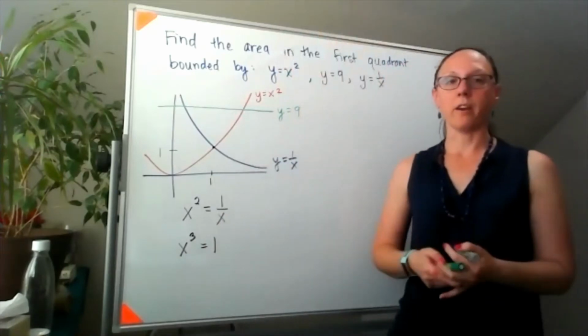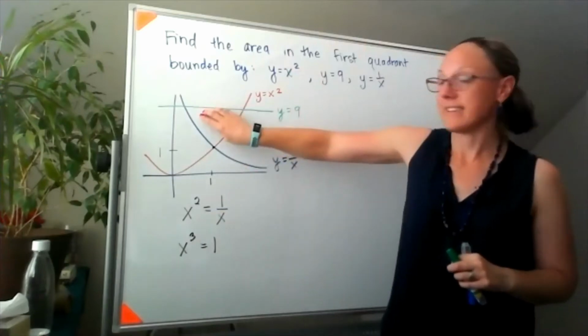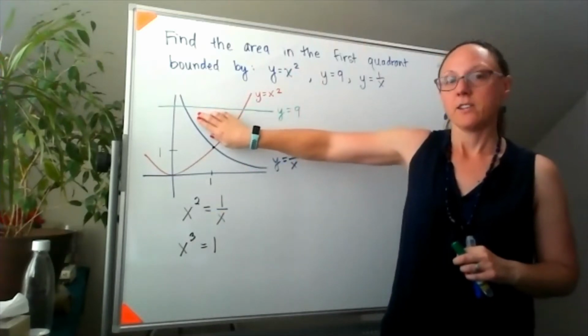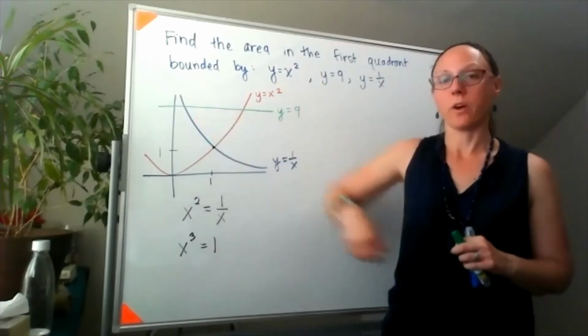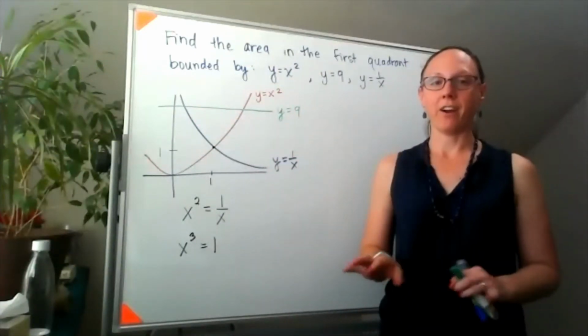Well, there's only one region on this graph that's bounded by all 3 curves, and that's this chunk in here. So the next thing that I need to figure out is whether I want vertical or horizontal cross sections. We can find the area either way.